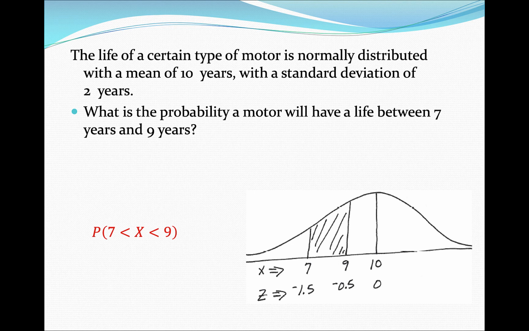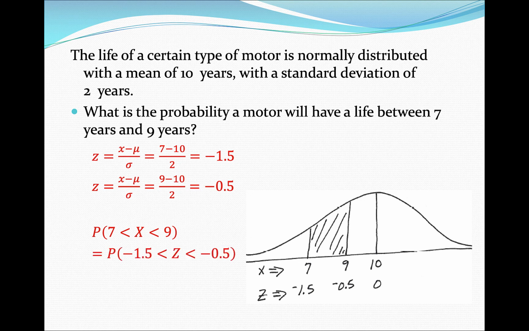Then the next step, transform those into z. So I already have them written down there, but the mathematics of it goes like this. We basically plug in 7 for x, and we get a z value of negative 1.5. Plug in 9 for x, you'll get a z value of negative 0.5. Now we can rewrite our probability statement. Now that we have those z's, we can rewrite this as probability that z is between negative 1.5 and negative 0.5. We're finding the area between two values here, so we have to look them both up and subtract.